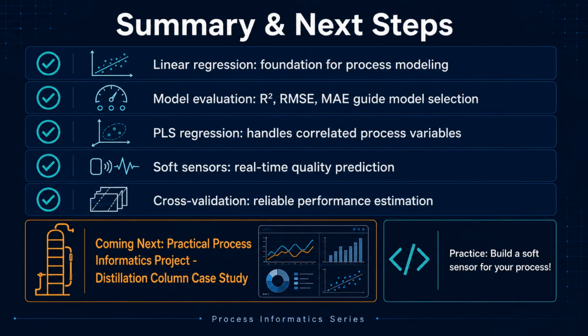Let us recap Chapter 3. Linear and multiple regression provide interpretable models for process relationships. Model evaluation requires multiple metrics, R² for explained variance, RMSE, and MAE for prediction accuracy. PLS handles the multicollinearity common in process data. Soft sensors transform these modeling techniques into real-time quality prediction tools. Proper cross-validation ensures our models generalize to new situations. In Chapter 4, we will put all this into practice with a real distillation column case study.